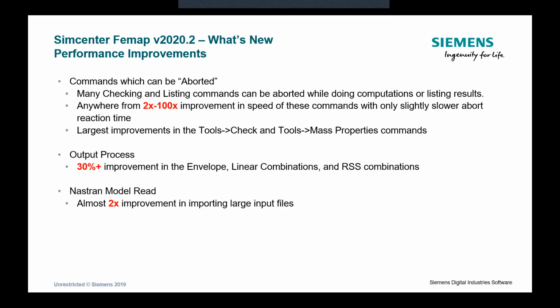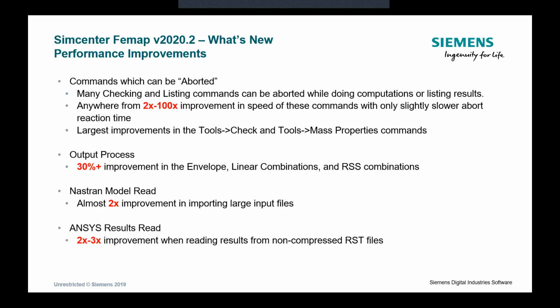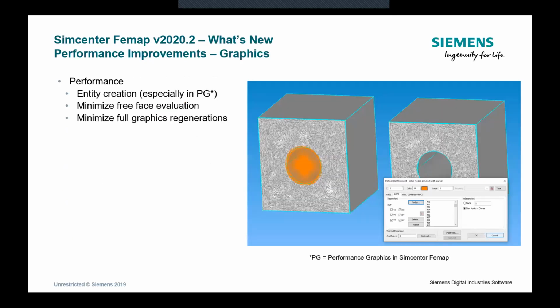Nastran model read was already very fast in Femap, but we were actually able to do almost a 2 times improvement when you were importing large input files. And also, when we were reading ANSYS results, the RST files, we were able to get a 2 to 3 times speed improvement out of that as well.